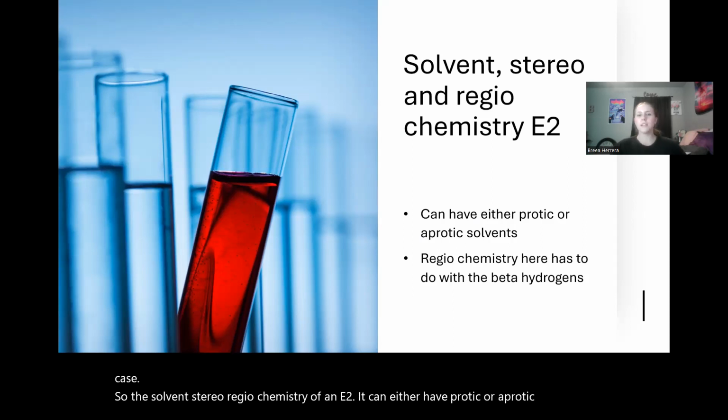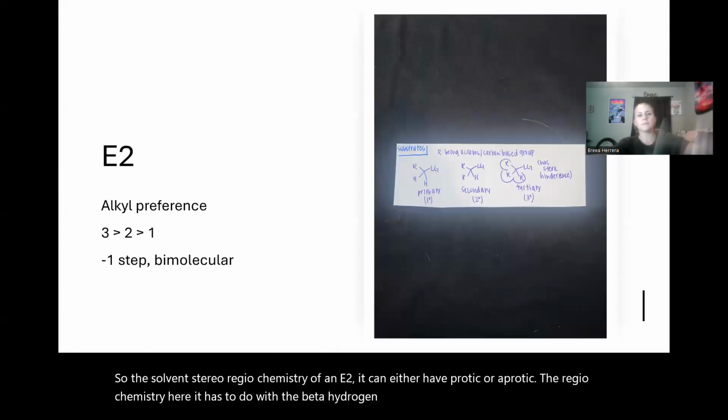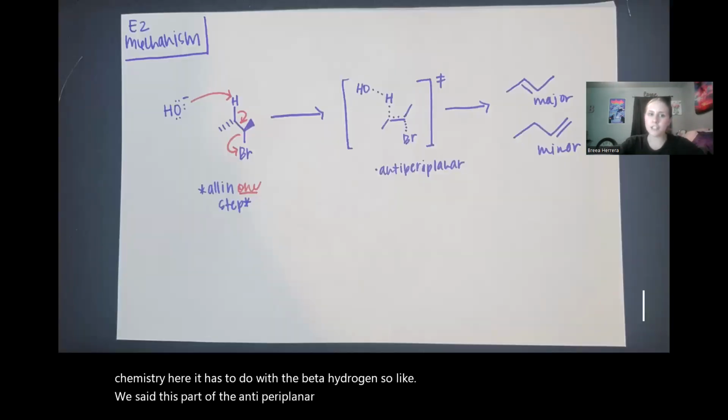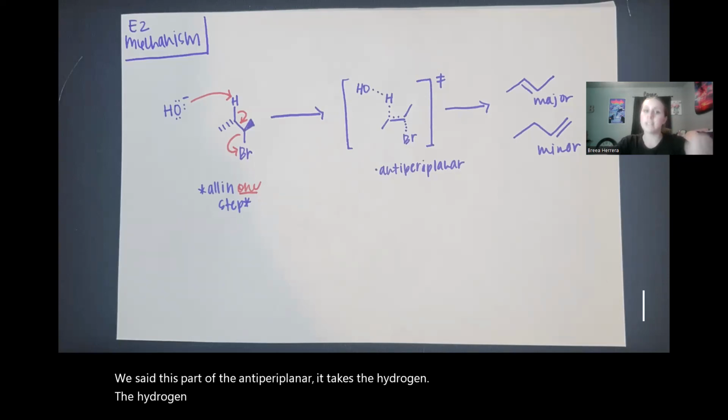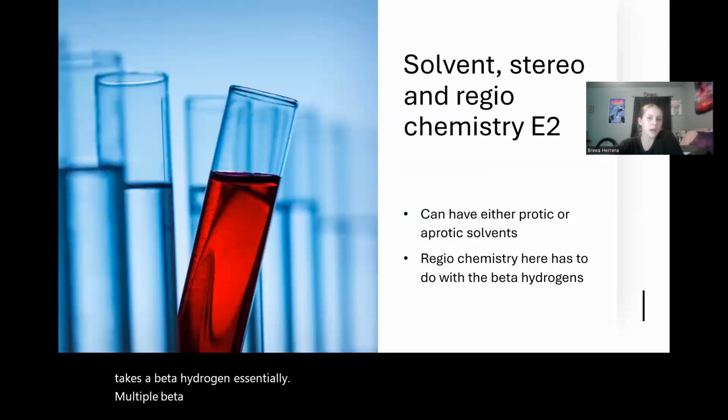The regiochemistry here has to do with the beta hydrogen. So like we said in this part, the anti-periplanar, it takes the hydrogen. The hydrogen connected to the bromine is alpha. The ones around it are going to be beta. So it takes a beta hydrogen essentially. And multiple beta hydrogens give multiple products. We can have minor or major, but they give multiple products.